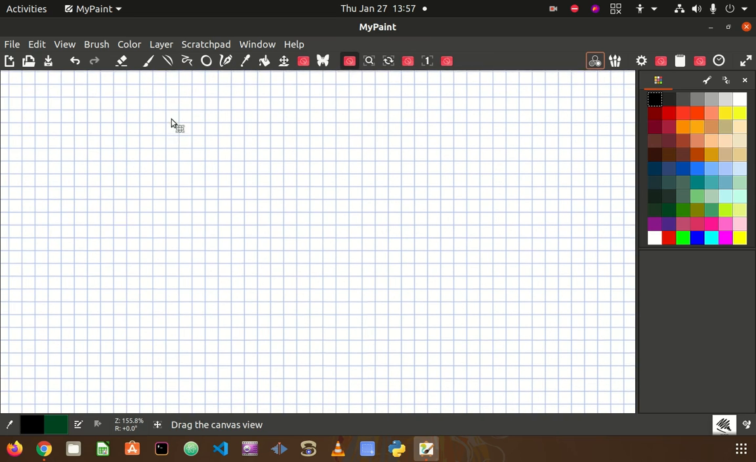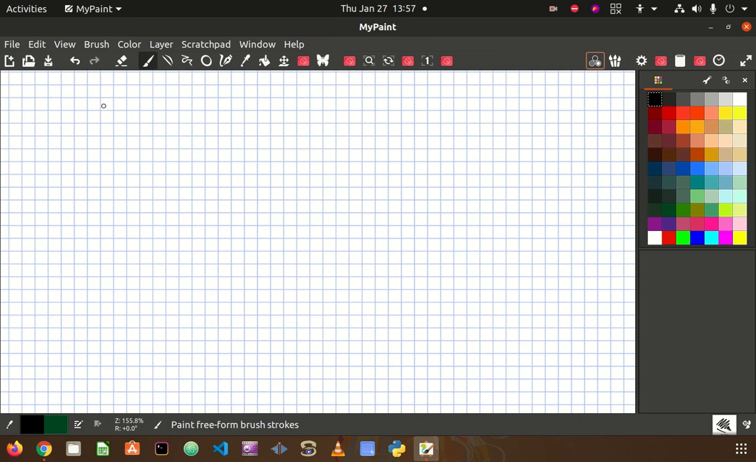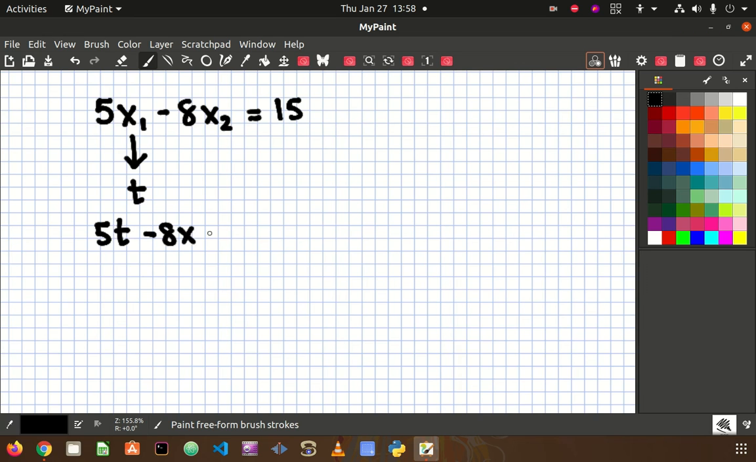Now, one way to find a solution to a system of equations is to parameterize. So let me say, for example, I have 5x1 minus 8x2 equals, let's just use 15 for now. So what do we do? Well, in this case, I'm going to let x1 be represented by some number called t. So t is the solution. And so now if I substitute this, I get 5t minus 8x2 equals 15. t is a parameter, and it belongs to the real numbers.